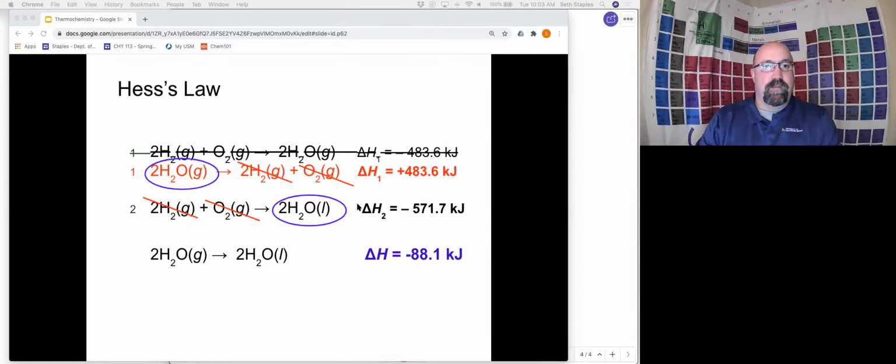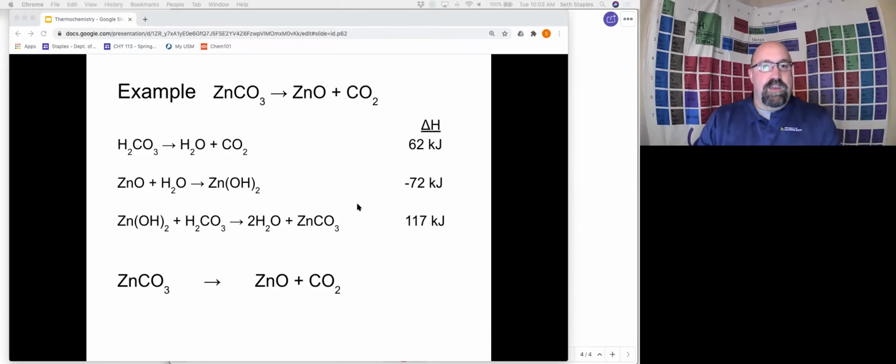Let's look at another example. Here our target equation is zinc carbonate decomposes to form zinc oxide and carbon dioxide. If you remember back from a while ago when we were looking at equations, that's what carbonates do. Metal carbonates will almost immediately decompose to form the metal oxide and carbon dioxide gas. And so now we're just looking at the energy change associated with that.